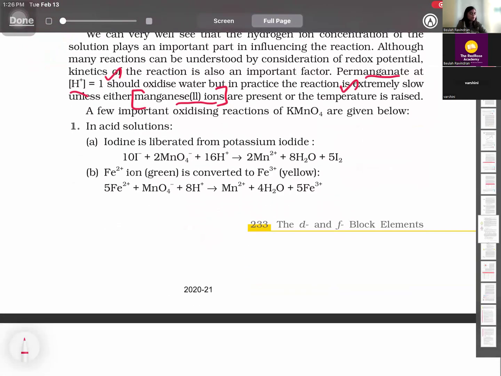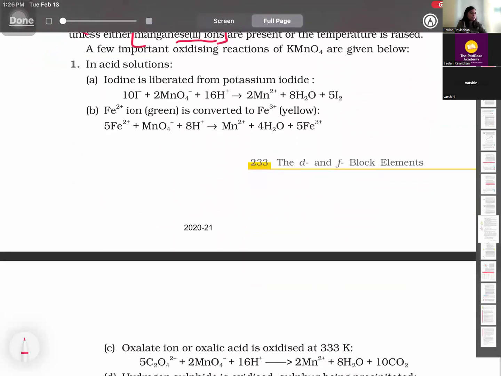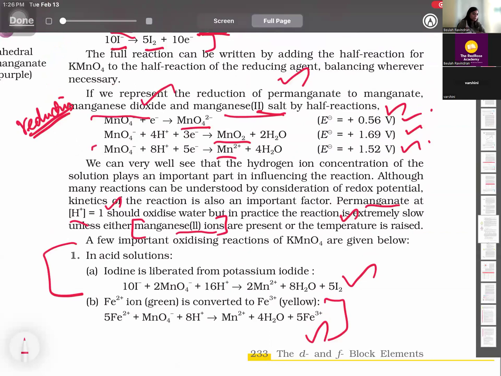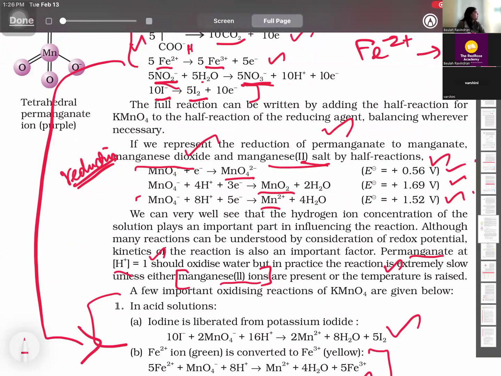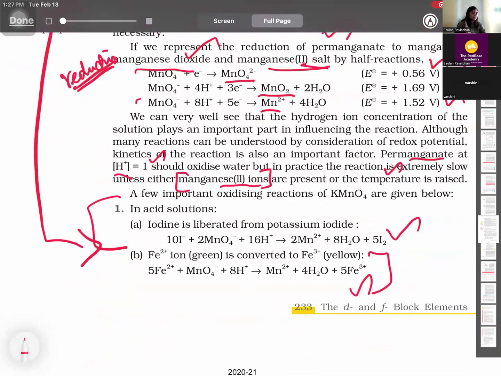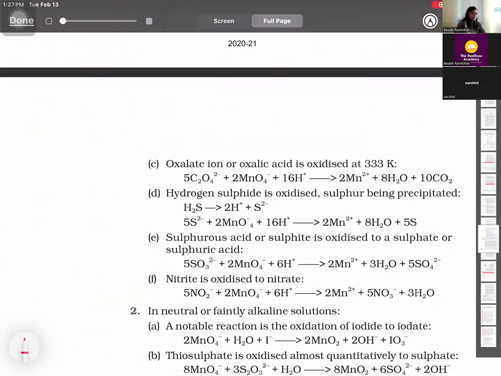Then the important oxidizing reactions in acid solution are also given. All the ionic equations mentioned here, you have to write from the half reactions. I taught you clearly in the first one, manganate to permanganate. Based on that, you know how it is reduced and oxidized, and based on that you need to write all the ionic reactions.